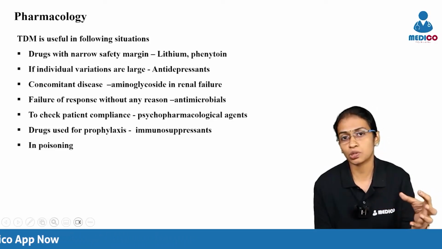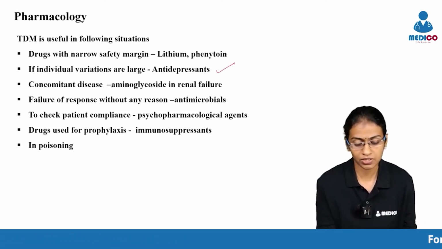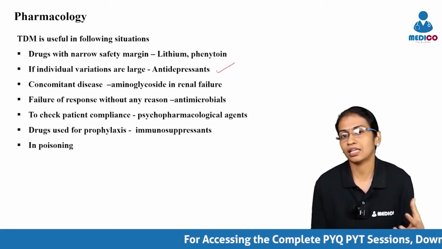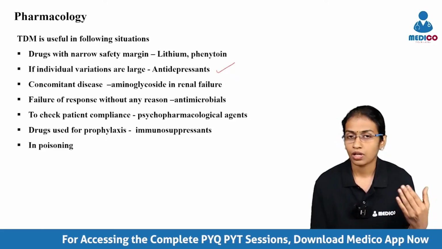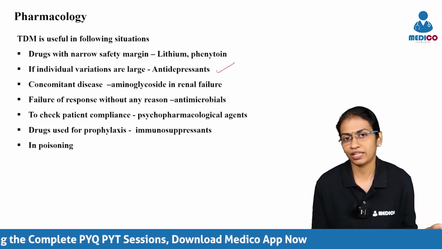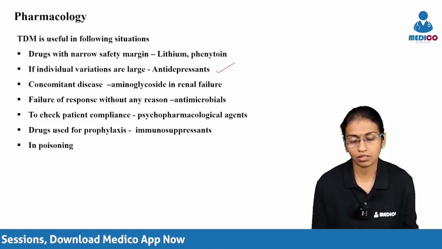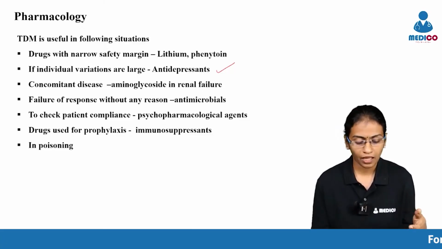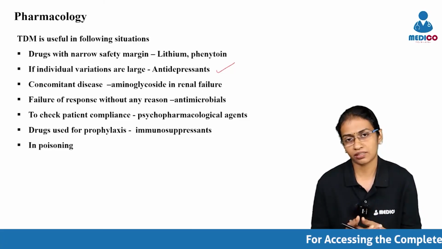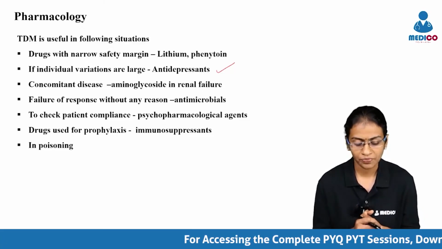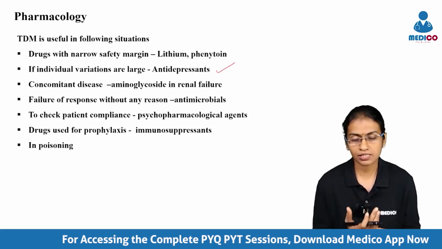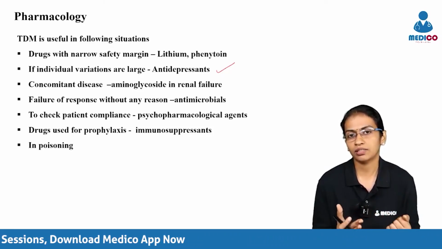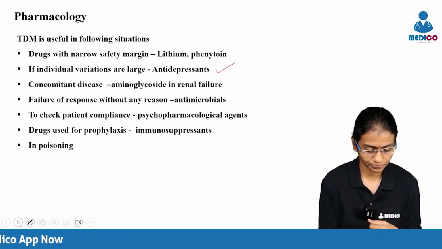If the inter-individual variations are high, like antidepressants. When you're giving aminoglycosides, especially in renal failure, since they can cause nephrotoxicity. If we don't have any reason for failure of a particular regimen, we may try to see whether adequate plasma concentration has been obtained. To check for patient compliance or adherence in case of psychiatric medications. When we use it for prophylaxis, and in case of poisoning also for prognosis, we may check the plasma concentration.